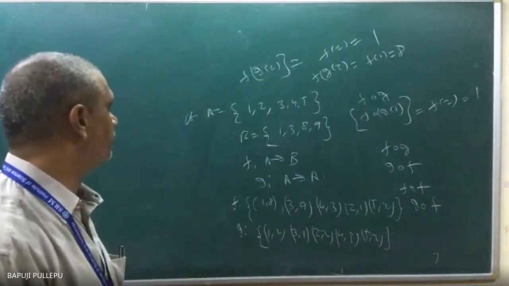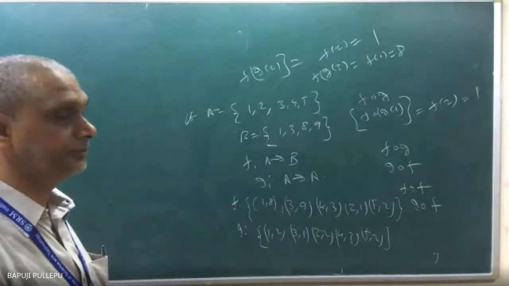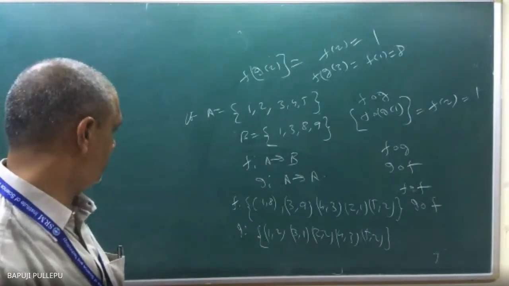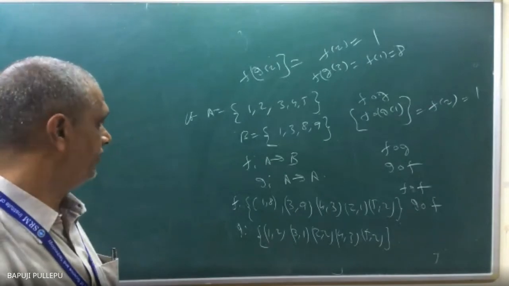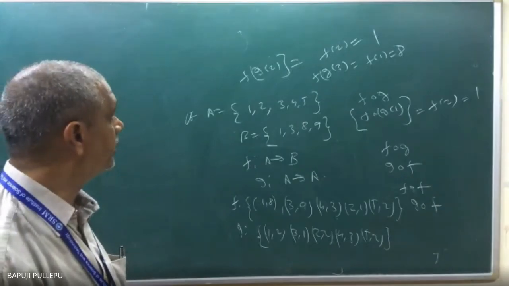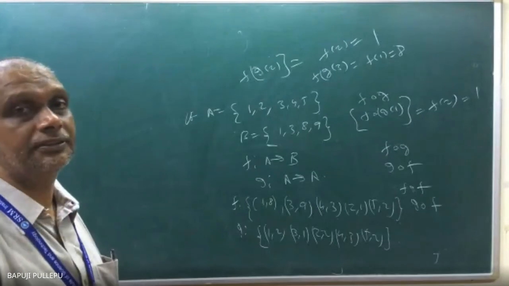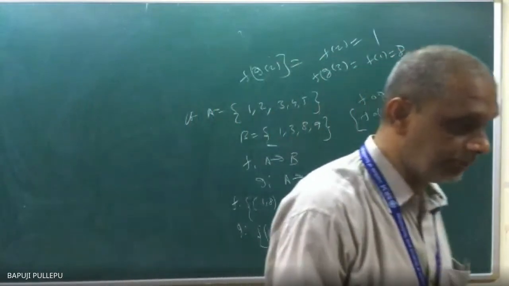Next, F of G of 4. G of 4 is what? 3. 4 is there in G, 3 is there. But F of 3 is what? 9. So 4 comma 9. Reaching or not? Yes. Similarly you can do all the problems, try F of G of F for the next class, you have to show me.